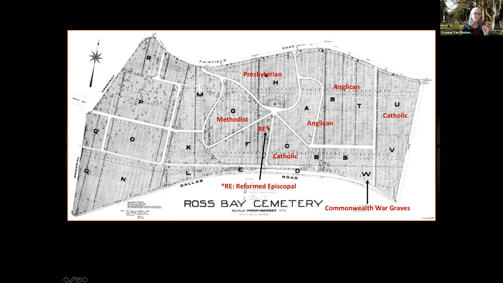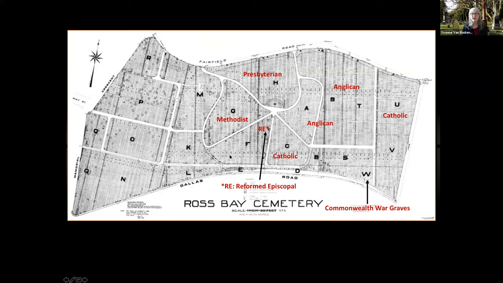And so the Presbyterians and Anglicans got the highest part of the cemetery. For those of you who aren't familiar with the cemetery, there's quite a slope going from the water, which is down at the bottom of this page, up to the top. The Presbyterians and Anglicans got the nice high and dry part. The Methodists did pretty well too in the middle. And the Reformed Episcopal Church, which was a breakaway from the Anglicans. But the poor old Catholics got this really marshy, soggy bit down here by the water, completely exposed at the time, before Dallas Road went in, to the elements and the big storms that we get from the southeast.